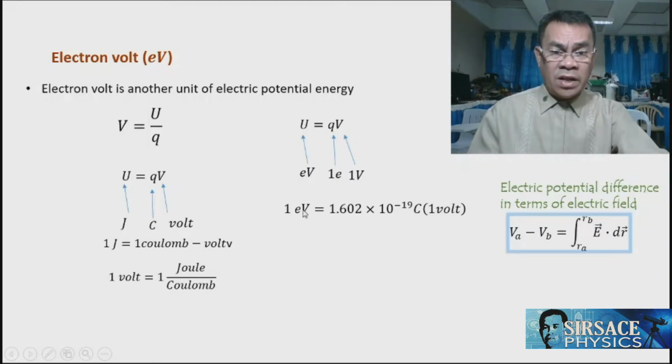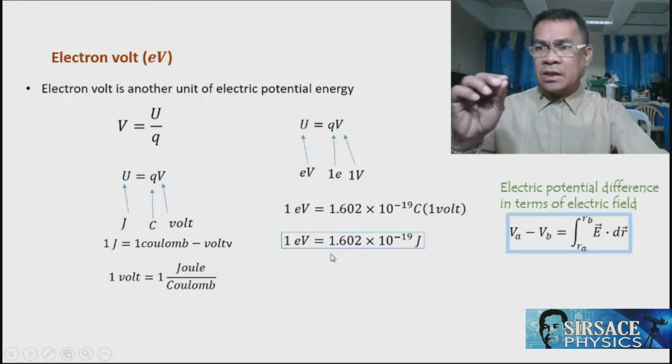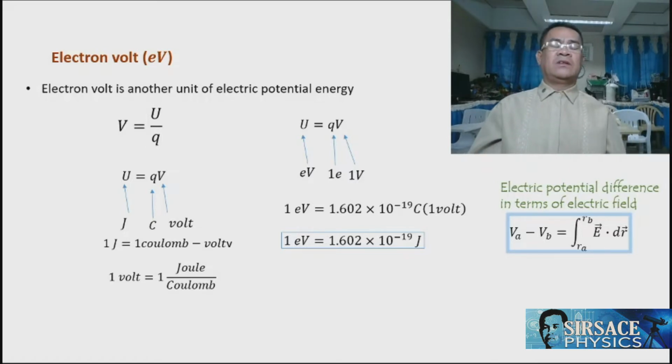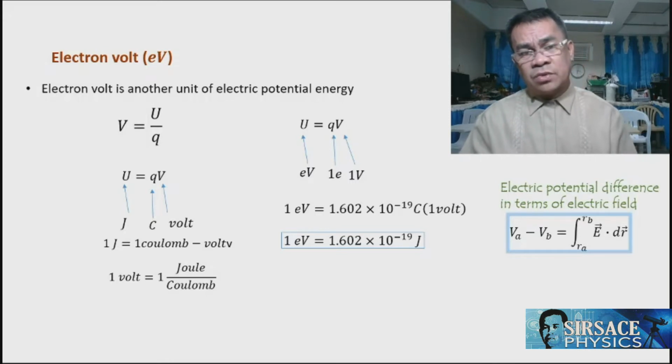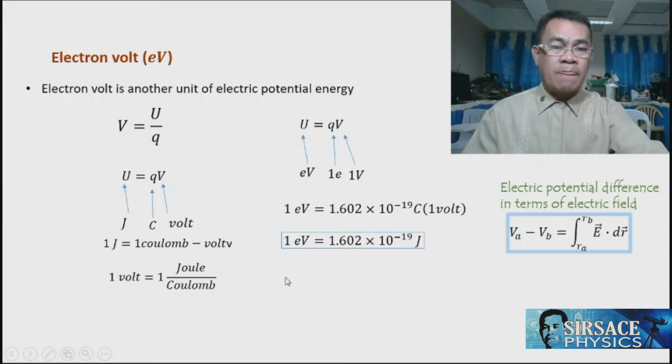So therefore, 1 electron volt is equivalent to 1.602 times 10 raised to negative 19 joule. Okay? This is very important. Which means that for every electron volt, there are 1.602 times 10 raised to negative 19 joule. Easy to remember because we understand that the charge of one electron is 1.602 times 10 raised to negative 19, and the unit is coulomb. Now, if you multiply this by 1 volt, this will become joule. So that's electron volt. Okay?